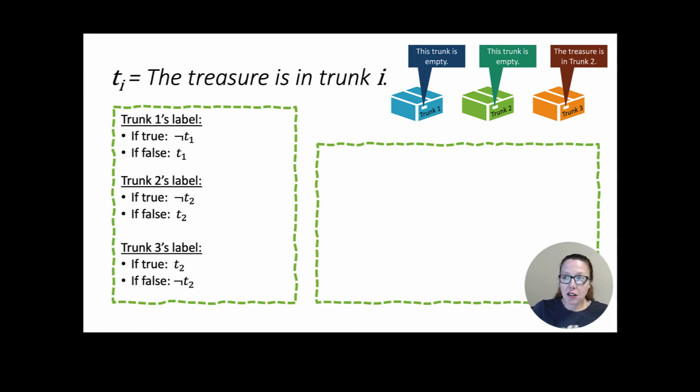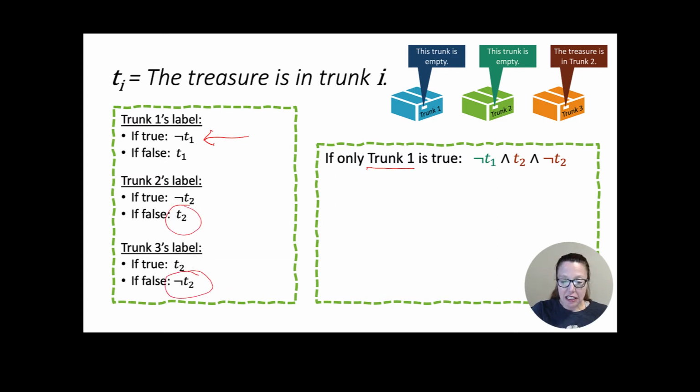So first let's consider what happens if trunk 1 is true. Then we're reaching the situation where trunk 1's label is true, the negation of T1, it's not in trunk 1, and all the other labels are false. So then we're falling into this situation, T2 and the negation of T2. For now, we're not going to discuss what's happening with that. We'll just capture what would be the case for each of these situations.